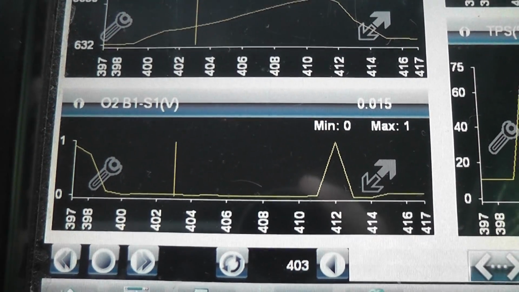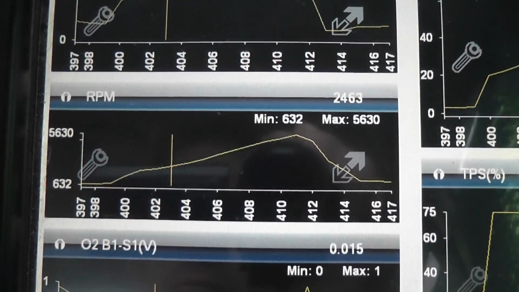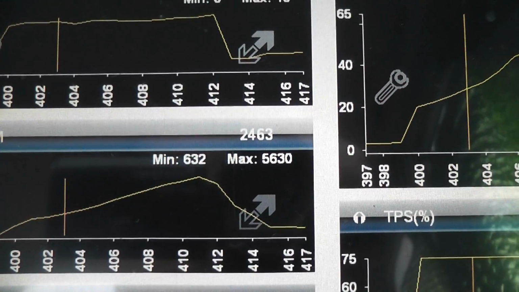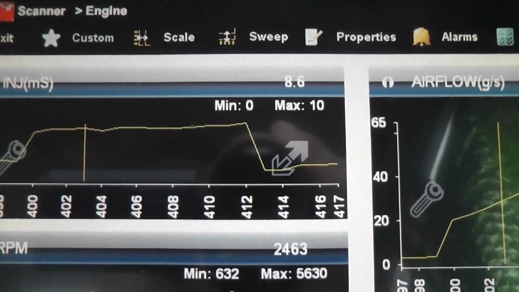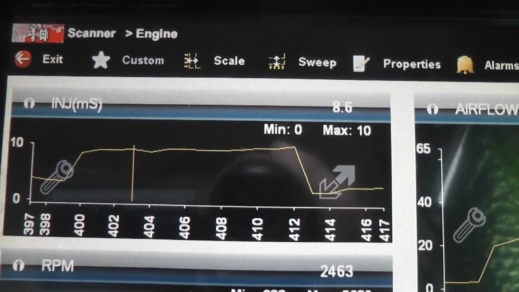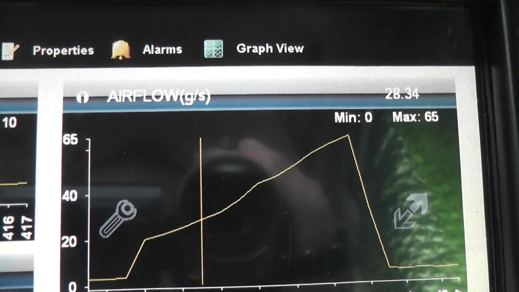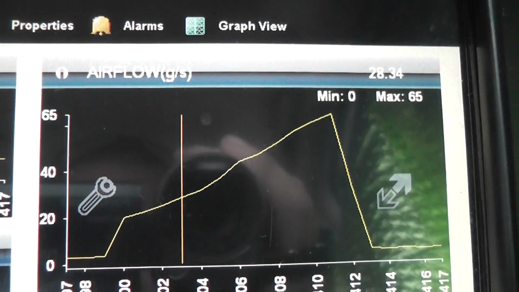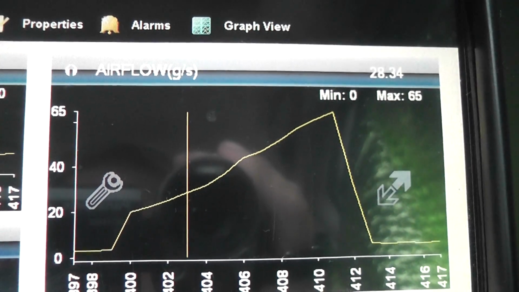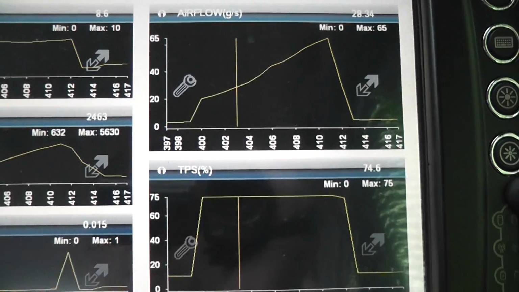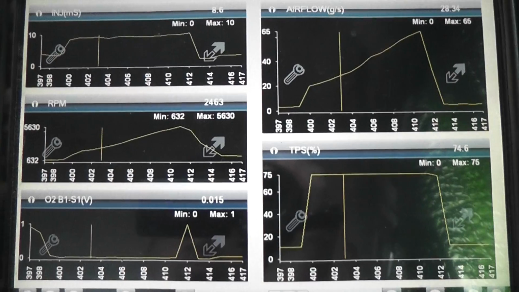This car is running lean under a load condition. We have a maximum RPM of 5600. We hit a maximum injector pulse of 10 milliseconds. And we hit a maximum airflow of 65 grams per second. And so this is looking like a classic dirty mass airflow sensor.